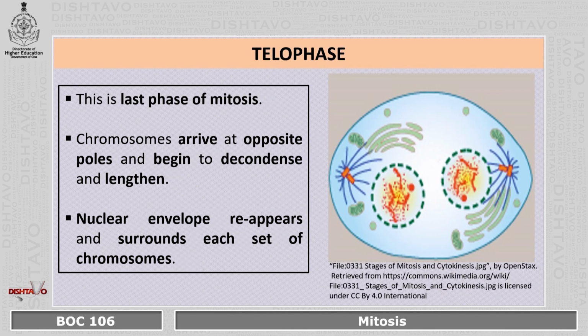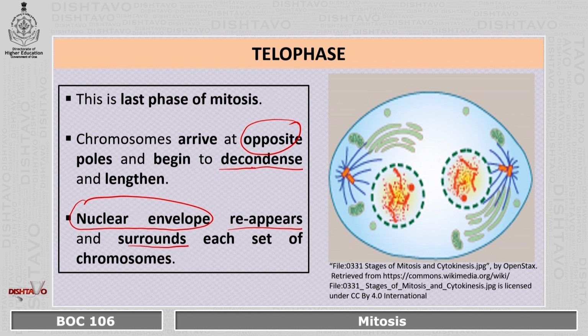The last phase of mitosis is the telophase. Chromosomes arrive at the opposite poles and begin to decondense and lengthen. The nuclear envelope reappears and surrounds each set of chromosomes.